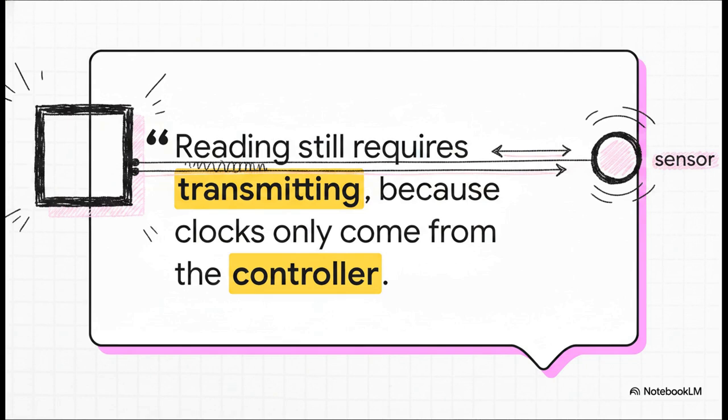Reading still requires transmitting, because clocks only come from the controller. Every single frame on the bus, even if you're just asking a simple sensor for its temperature, is inherently both a transmit and a receive operation from the perspective of the SPI hardware.